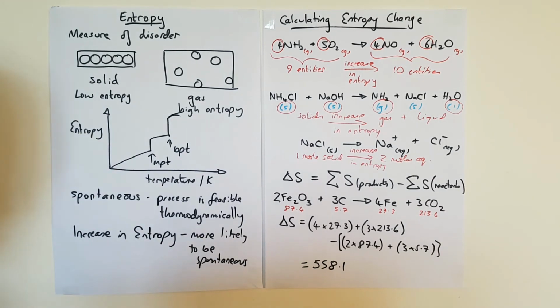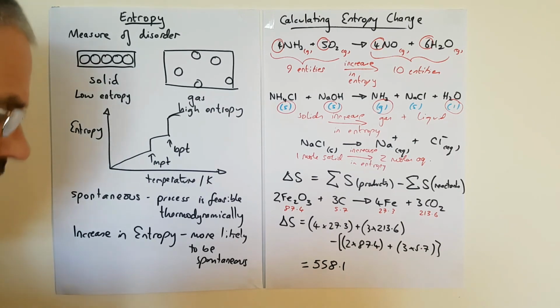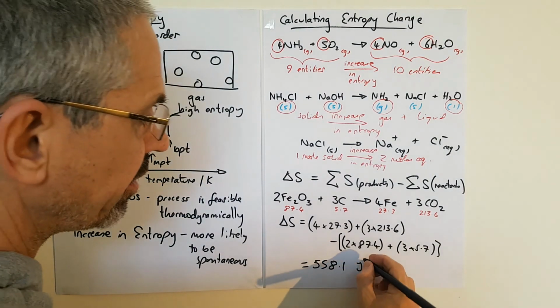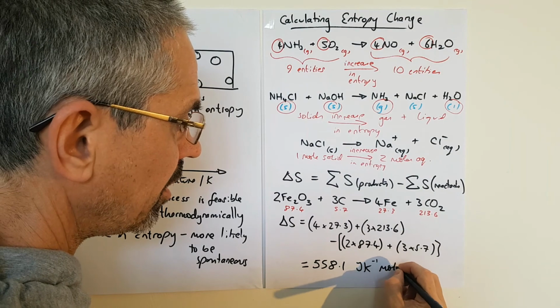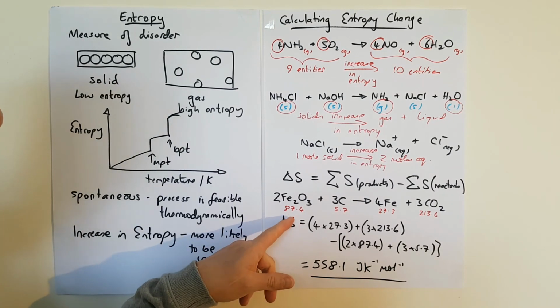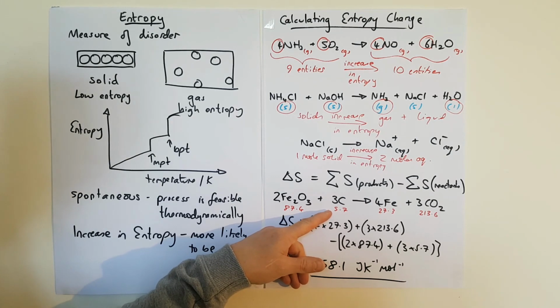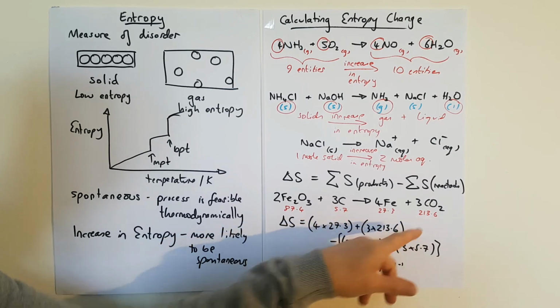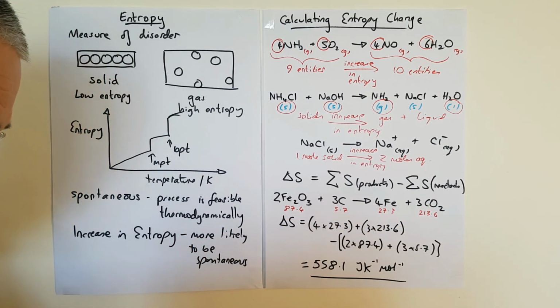Notice the units. Of course the units of delta H are kilojoules per mole, but the units of entropy are joules, and that's going to trip us up later if we're not careful, per Kelvin per mole. So that's a big increase in entropy. Well, we'd expect that, wouldn't we? We've gone from 5 moles of solid entities to 7 moles of entities, 4 of which are solid, but the other 3 are gas. So more entities, and we've made a gas. So entropy is on our side in this reaction.